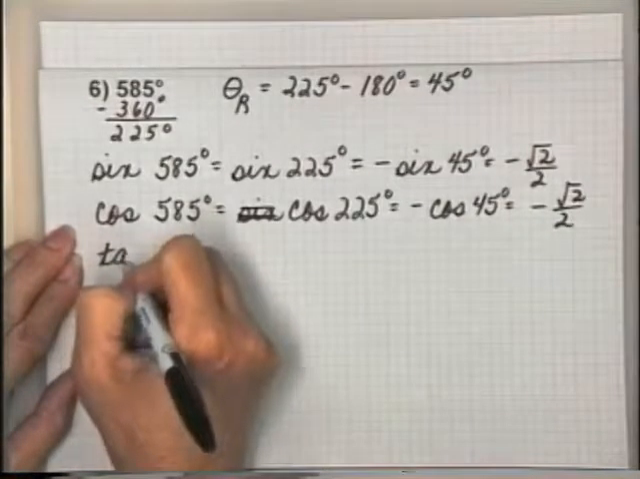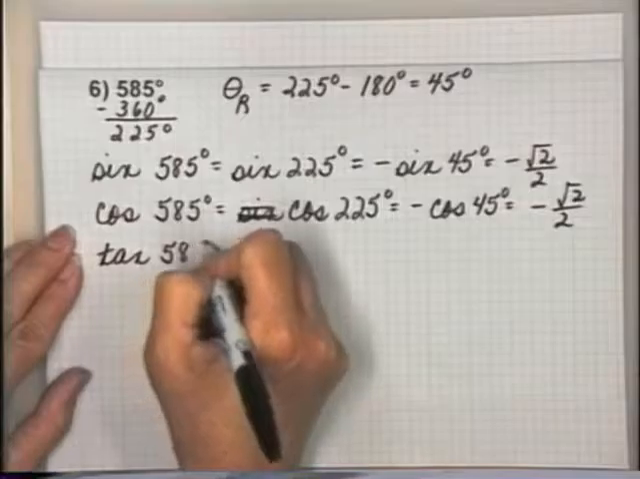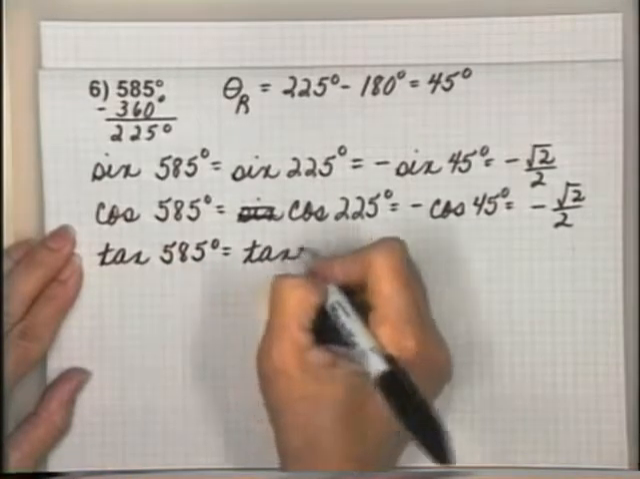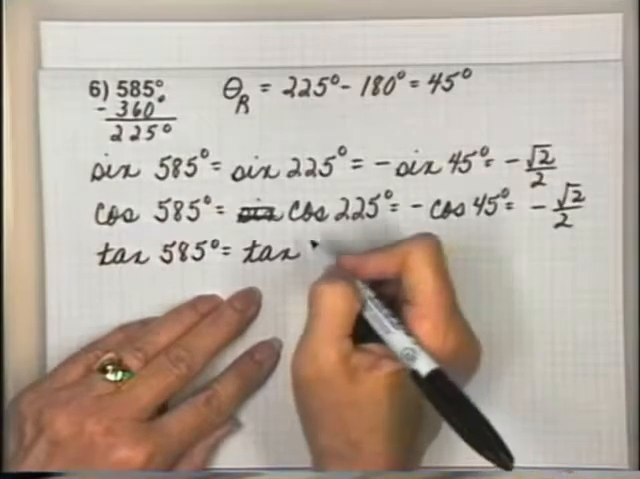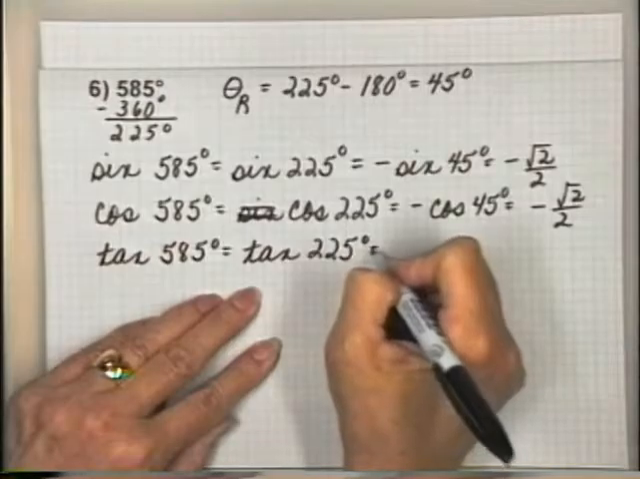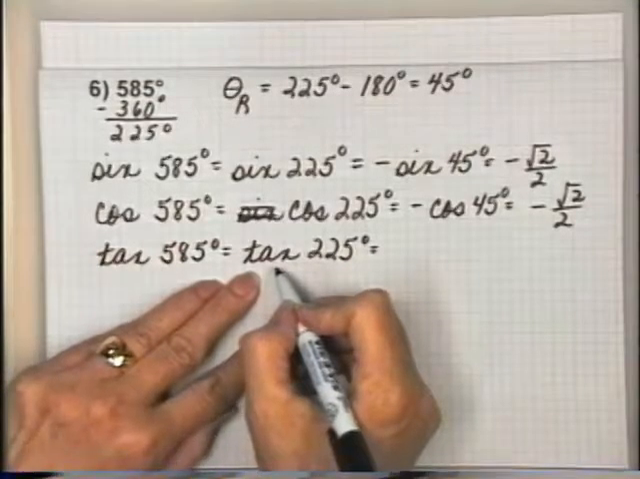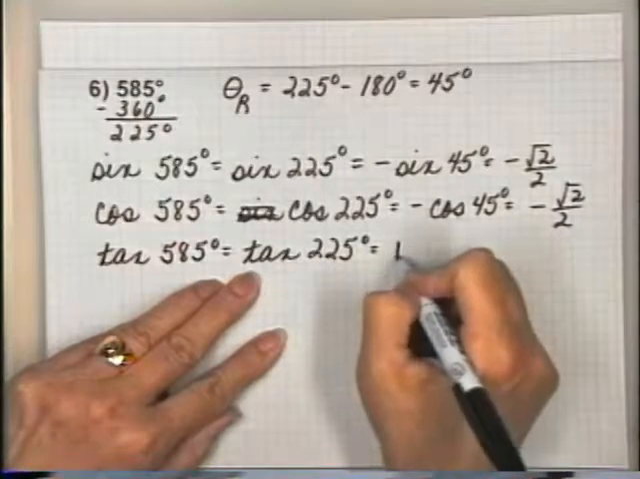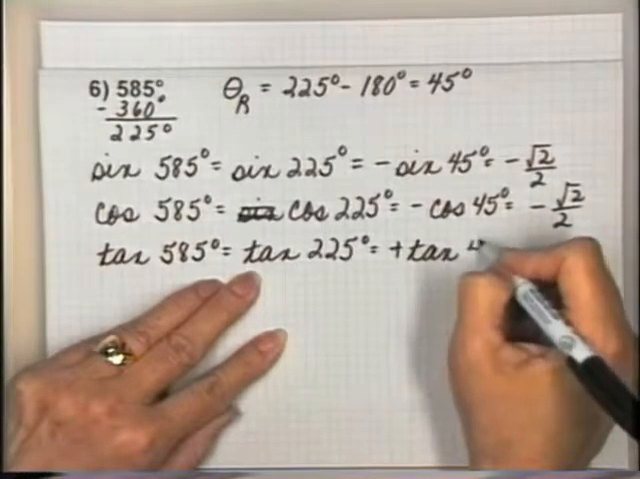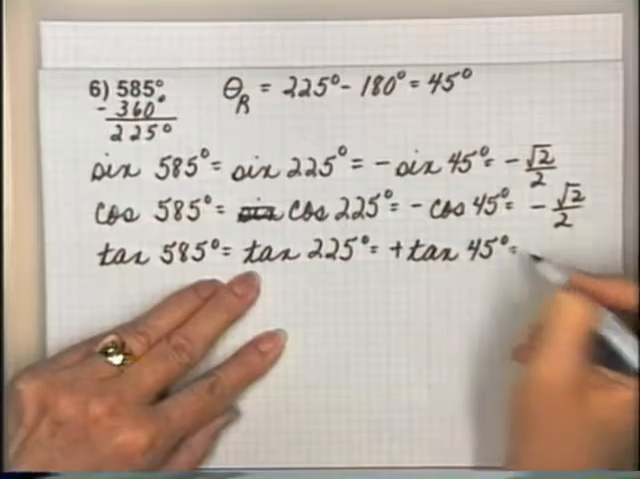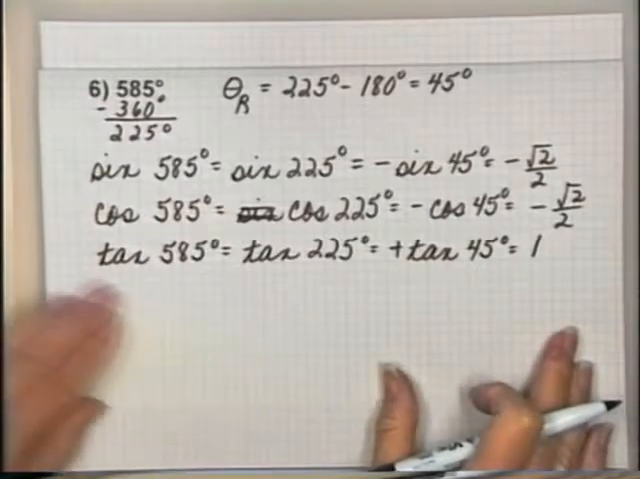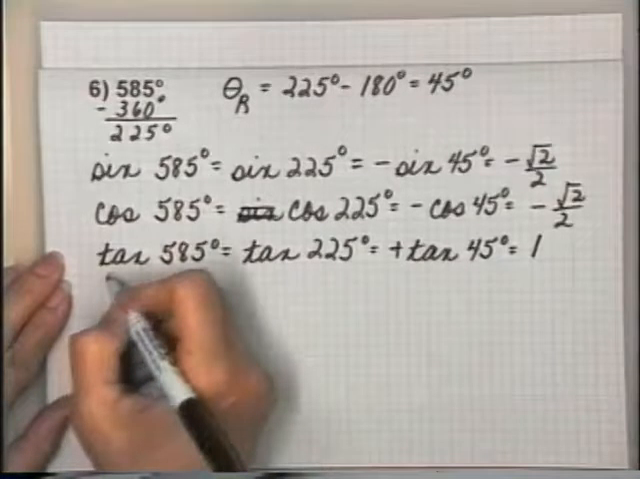For our tangent, we'll say the tangent of 585 degrees equals the tangent of 225 degrees. The tangent function of third quadrant angles is positive, so this would equal plus the tangent of 45 degrees. And what's the tangent of 45? It's 1, isn't it? Now let's get the other functions.